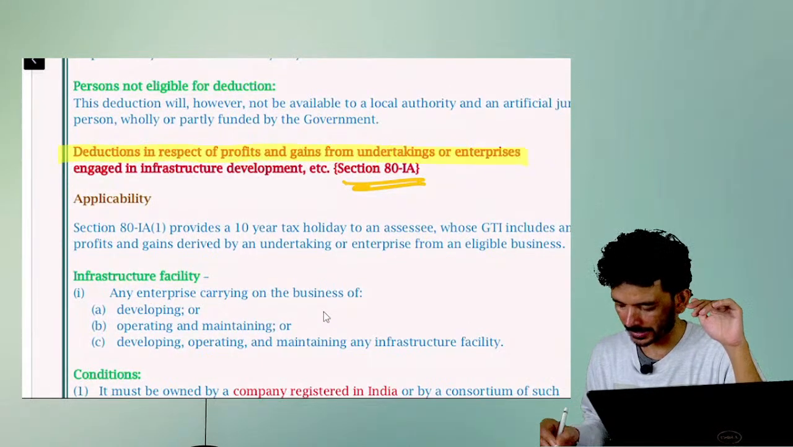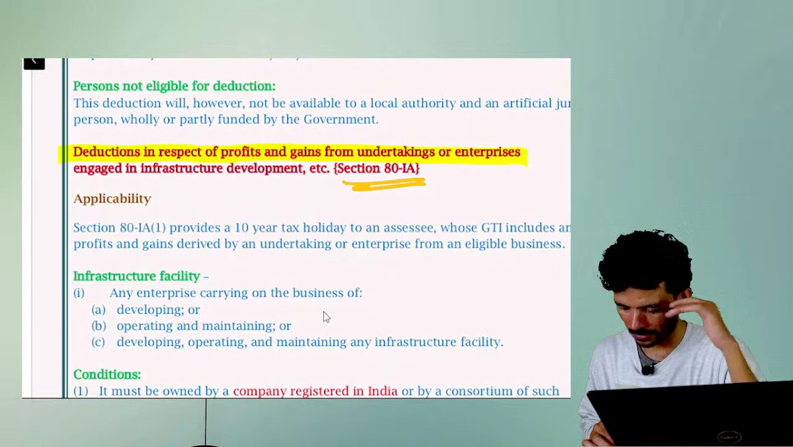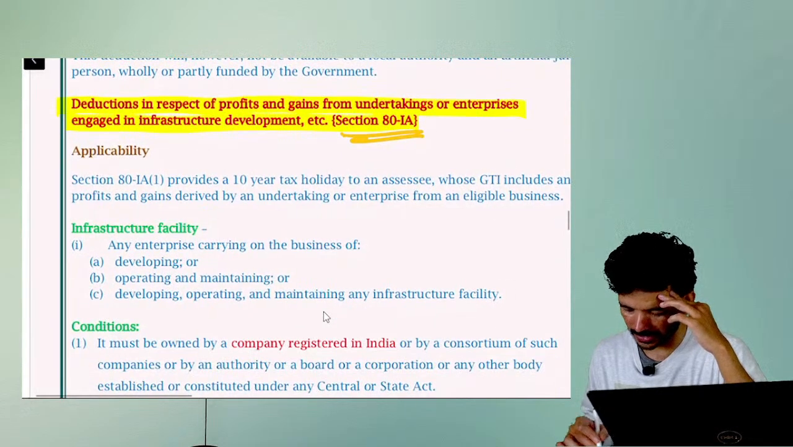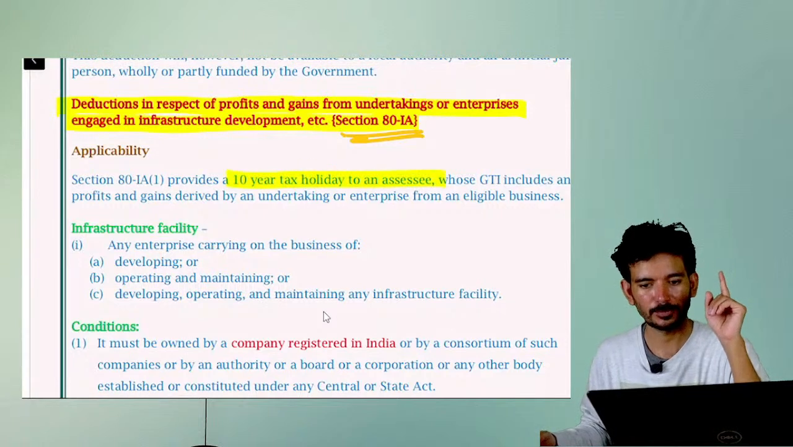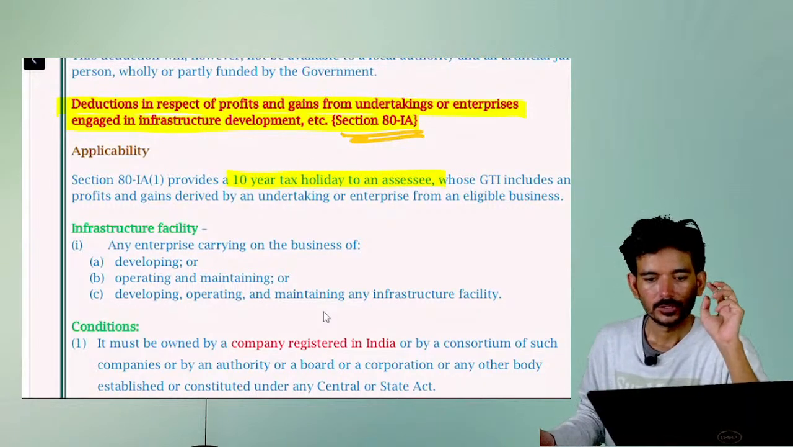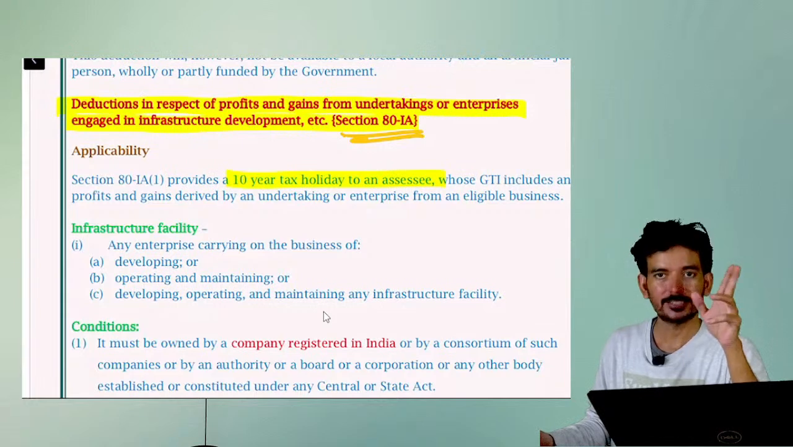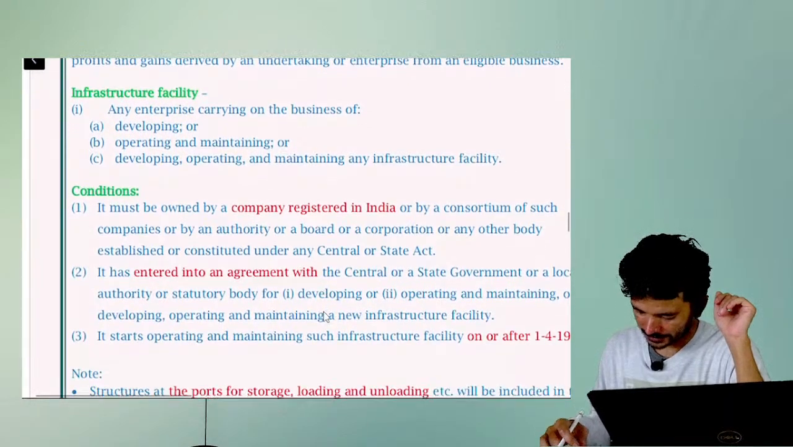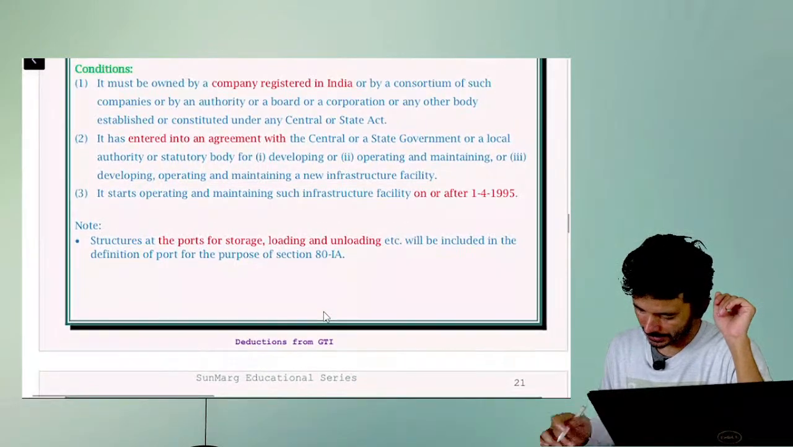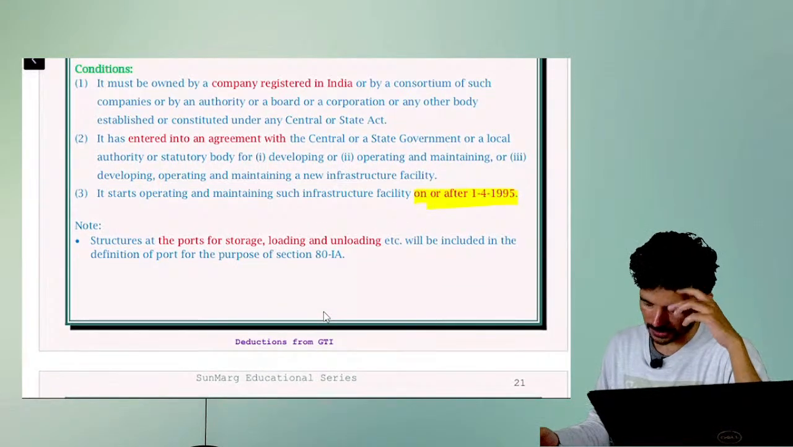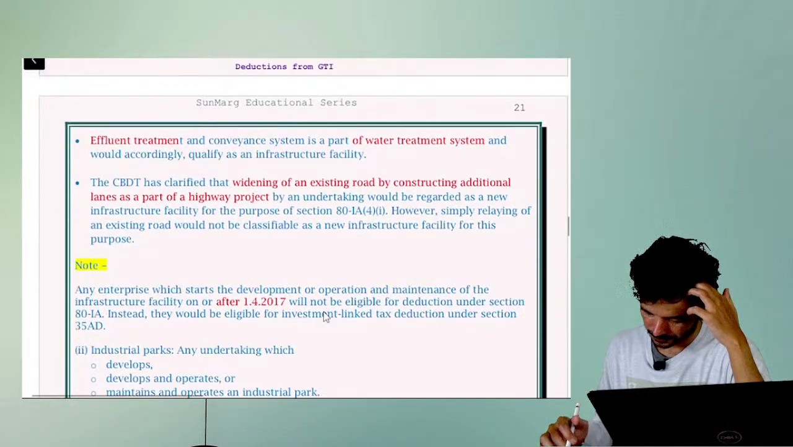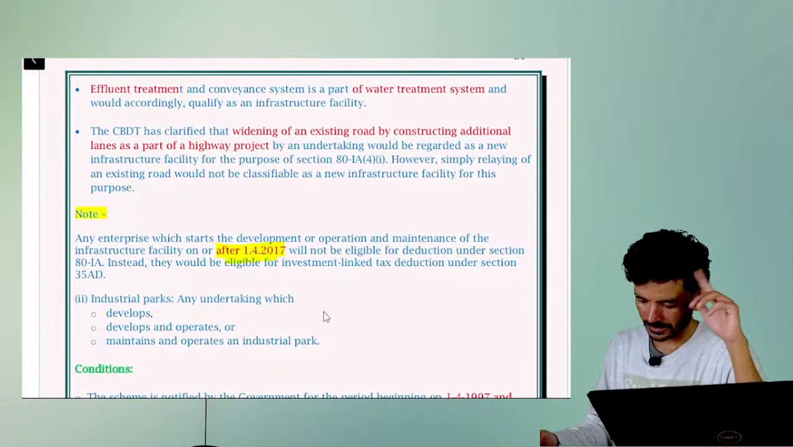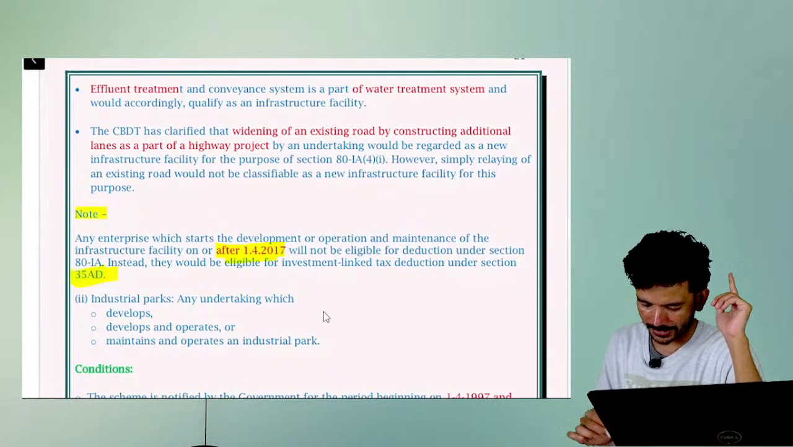Deductions in respect of profits and gains from an undertaking or enterprise engaged in infrastructure development, Section 80IA. They will have a 10-year tax holiday period, so they will not be paying tax for that. This applies on or before 1st April 1995 until 31st March 2017. After this, they will be claiming it under Section 35AD only.